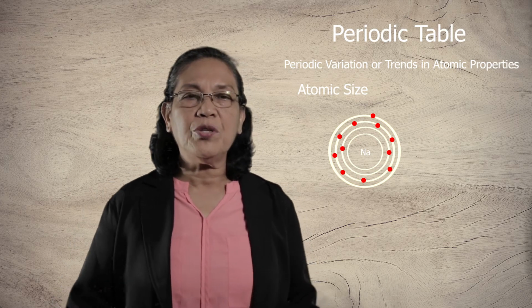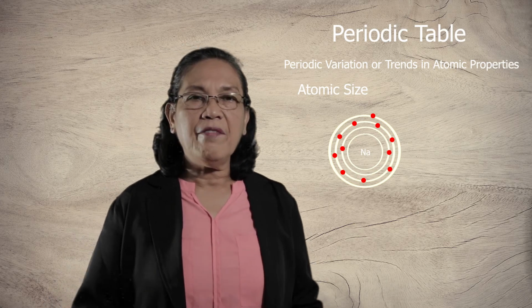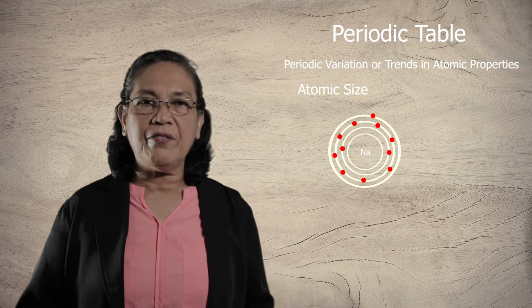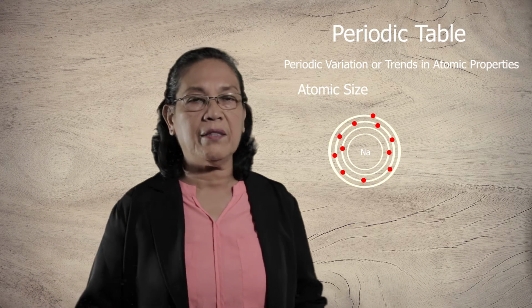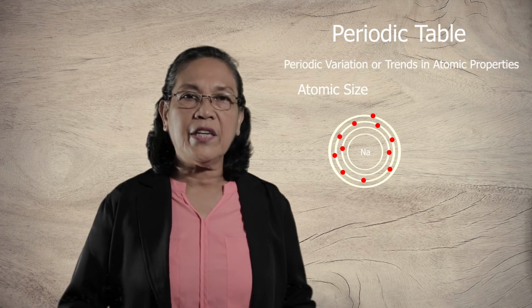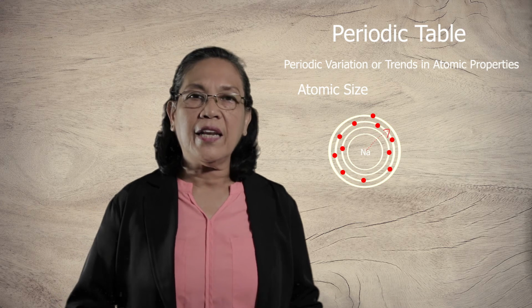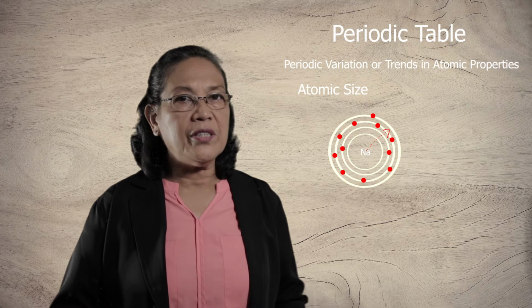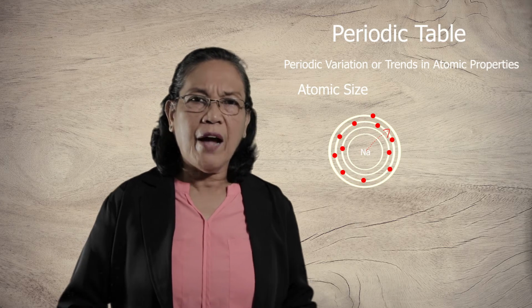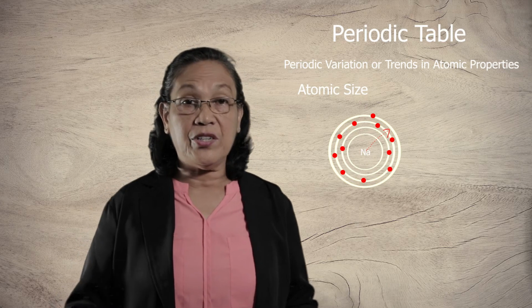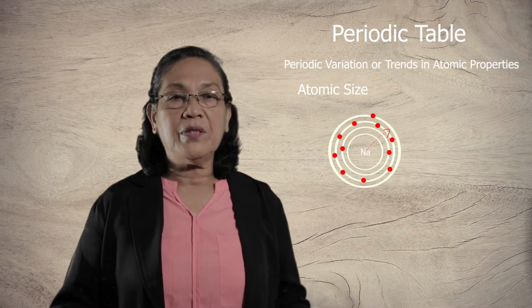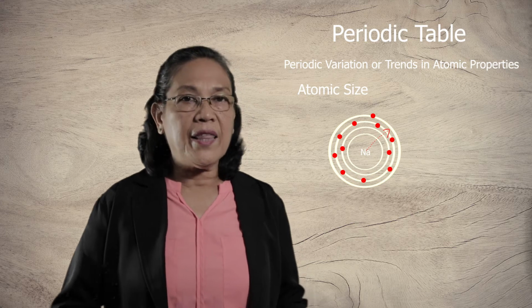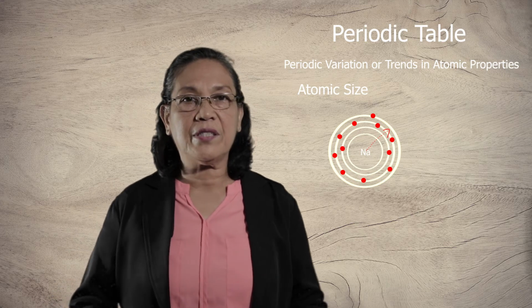If you have the sodium atom, there are 11 electrons. And if you're going to make the electronic configuration of this sodium atom, the last electron is found at the 3s orbital. So that means the electrons are distributed up to the third energy level. So the size of the atom can be said to have 3 energy levels.